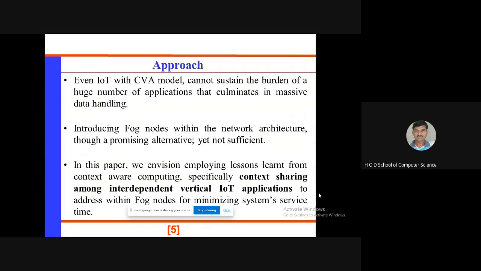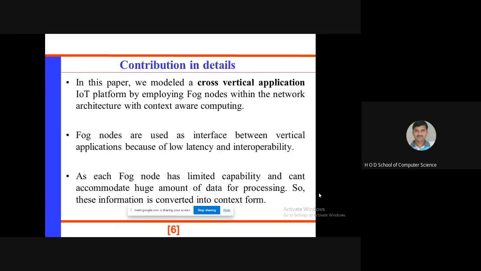We need suitable approaches, I mean context sharing approaches, to handle this problem. So we model a cross-vertical IoT application platform by employing the fog node within the network architecture with context-aware computing. The fog nodes are used as an interface between the vertical applications because of low latency and interoperability, as each fog node has limited capacity and cannot accommodate a huge amount of data for processing. So this information is converted into the form of context.